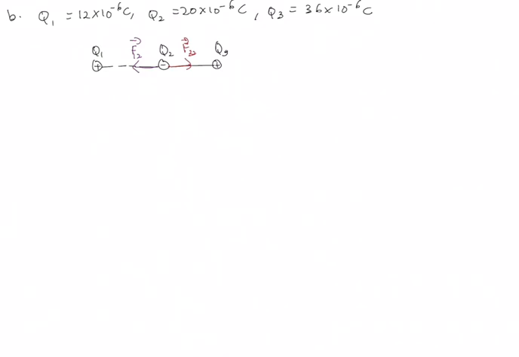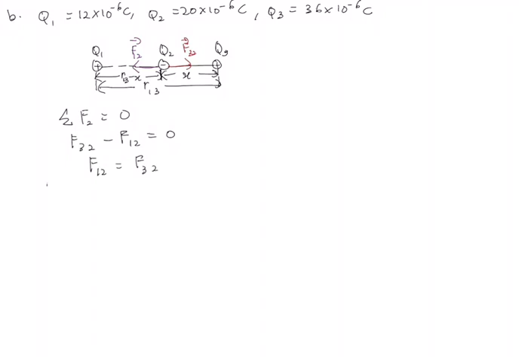Don't forget to label the distances. The distance between Q1 and Q3 is R13, and the distance between Q2 and Q3 is x. The distance between Q1 and Q2 is R13 minus x, of course. Because the net force acting on Q2 is 0, F32 minus F12 is equal to 0, which means F12 is equal to F32.